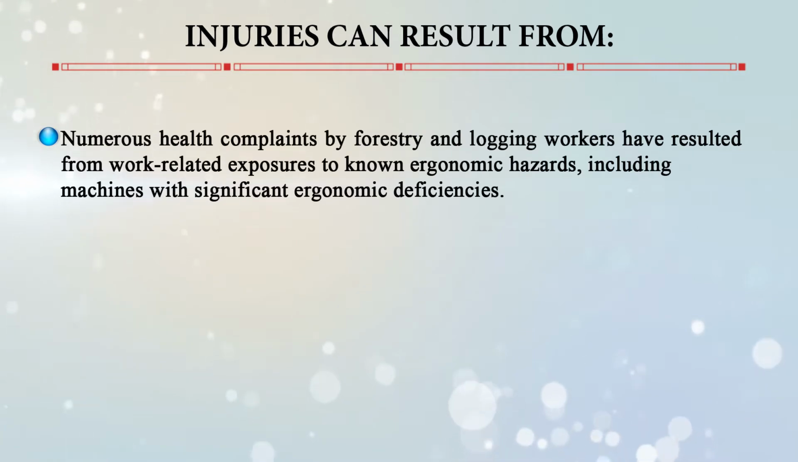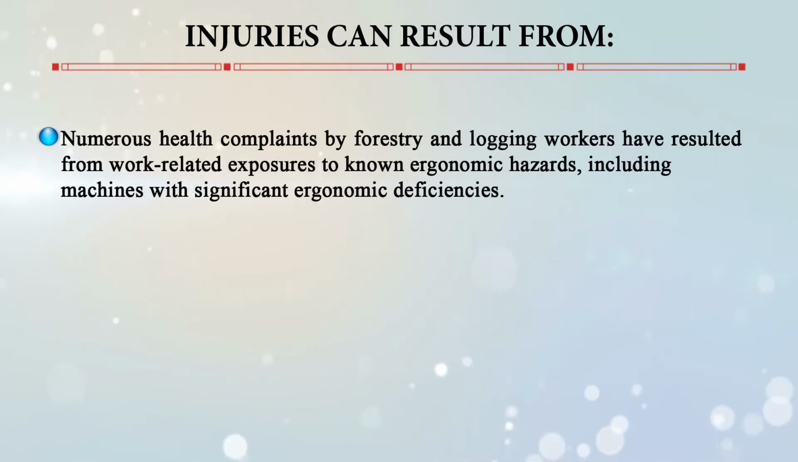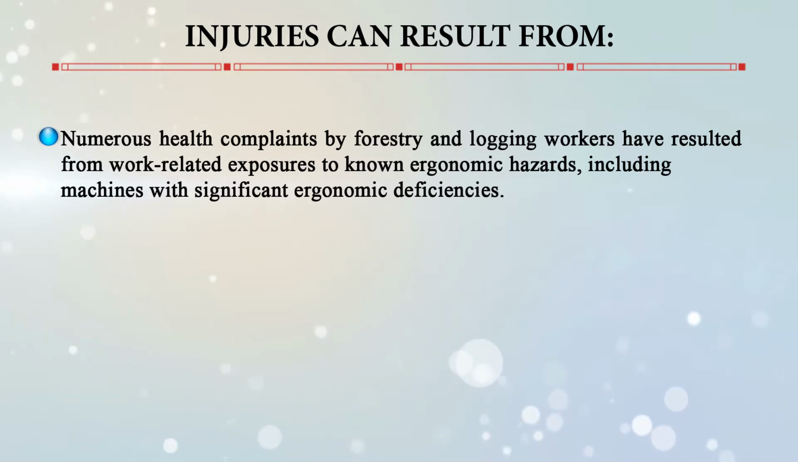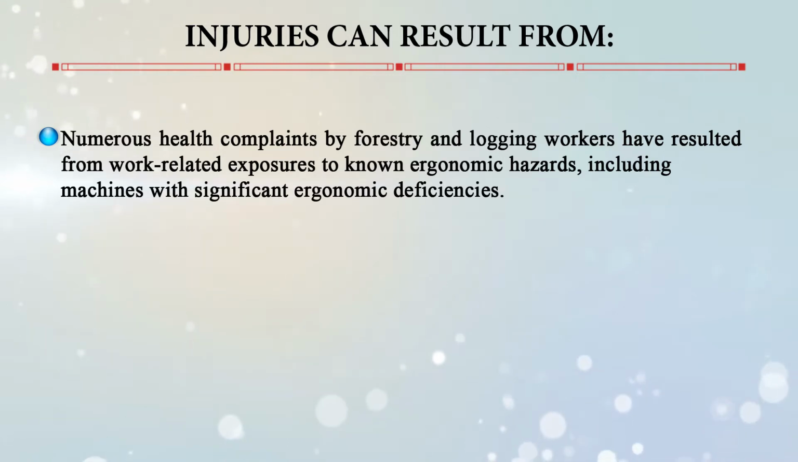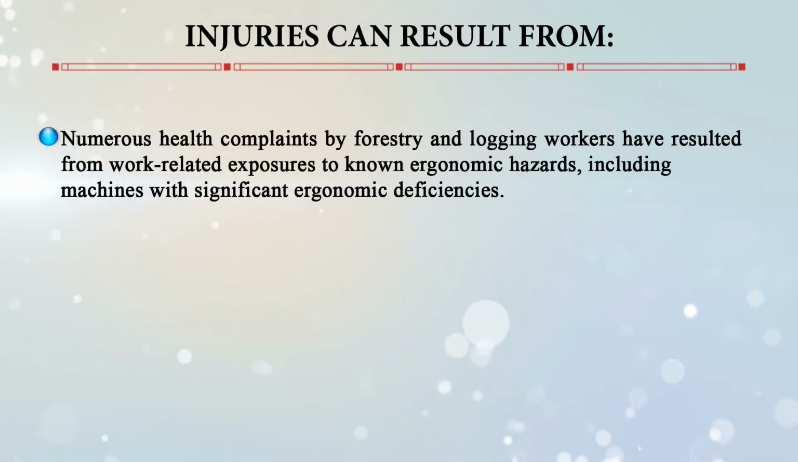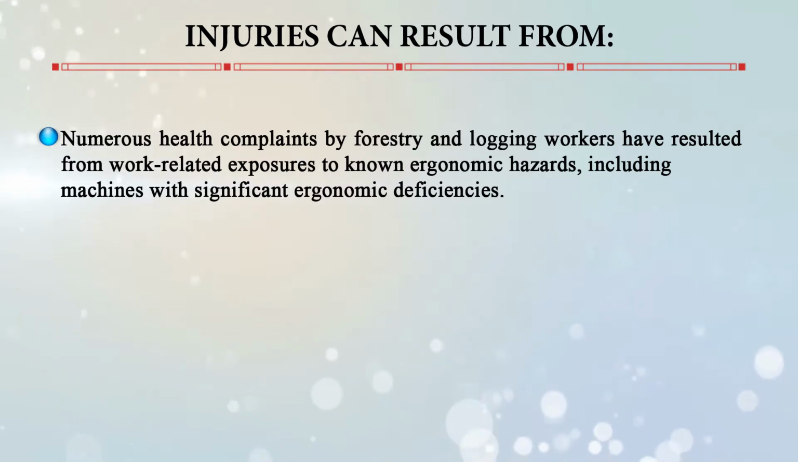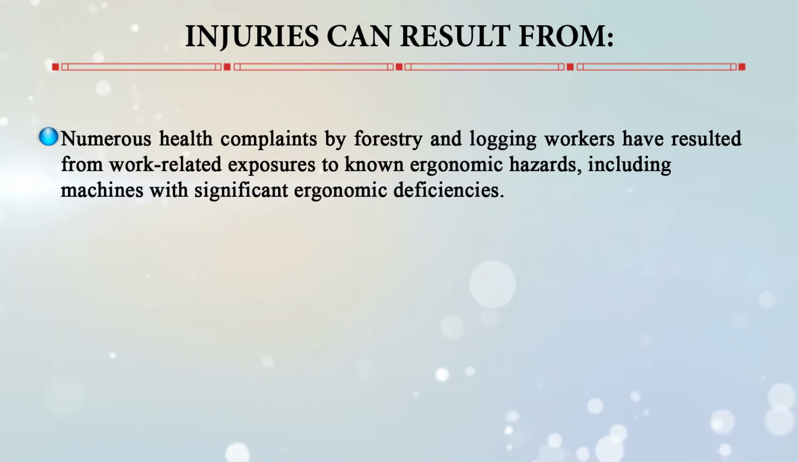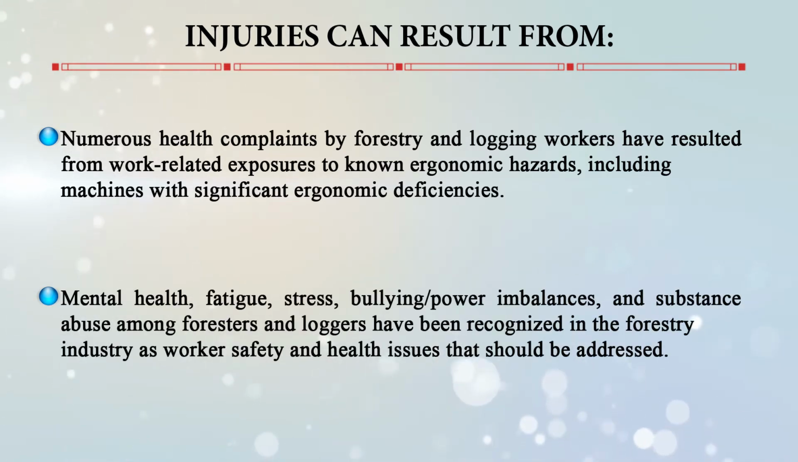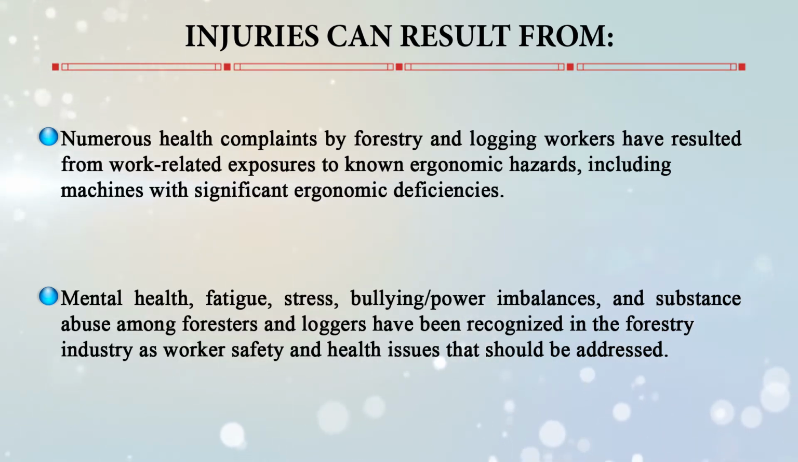Then there can be fire hazards. In a forested area, there is also a chance of forest fire, so they should know how to deal with fire hazards. Electric power lines can sometimes be disrupted, the power lines can fall, and they can also be a cause of fires. Numerous health complaints by forestry and logging workers have resulted from work-related exposures, known as ergonomic hazards. They include machines with significant ergonomic deficiencies. Machines with such deficiencies have resulted in work-related exposures and ergonomic hazards. Mental health is also affected, because there may be psychosocial problems, and there can be drug abuse and substance abuse among the workers.